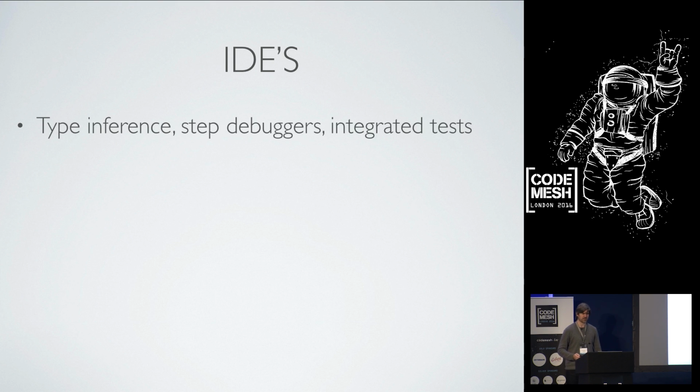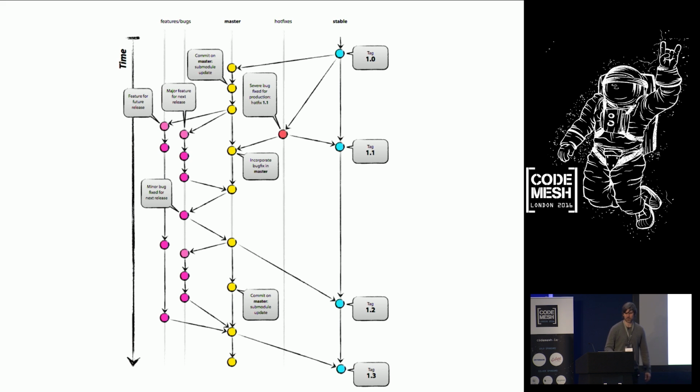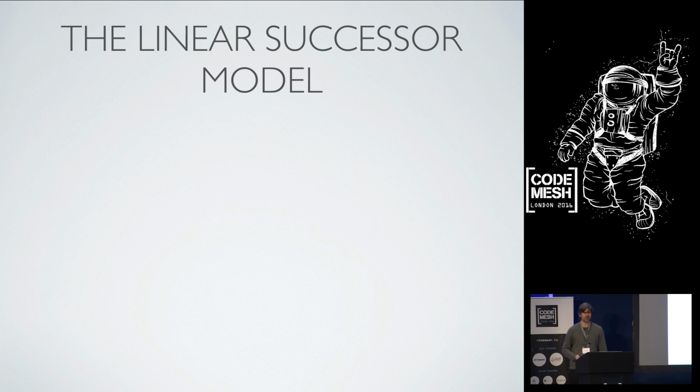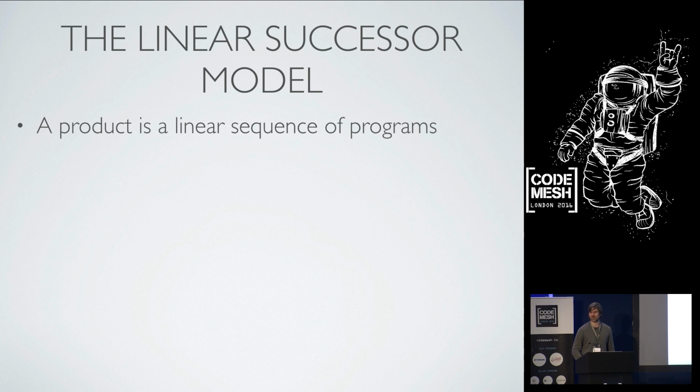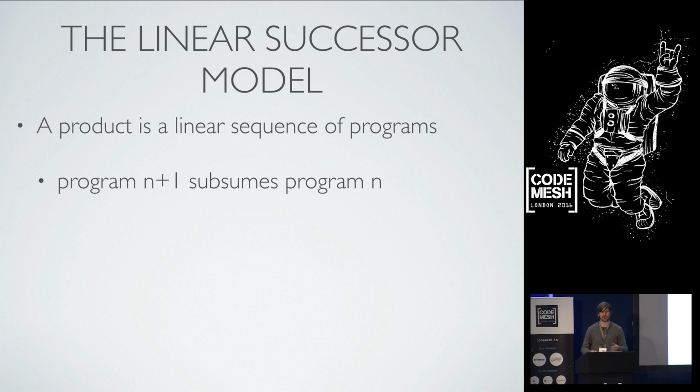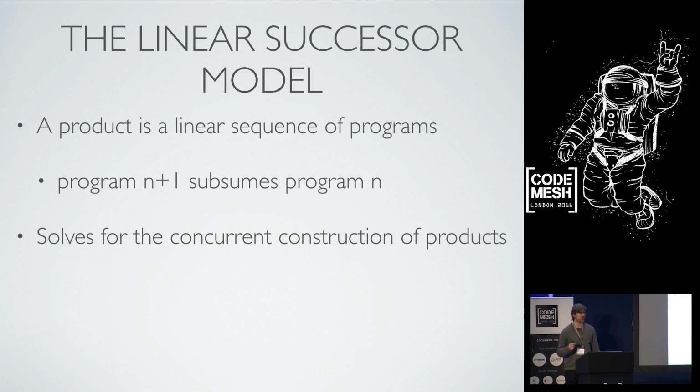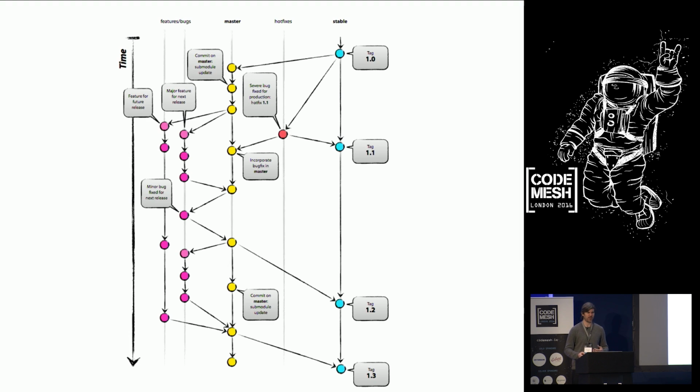So a somewhat more involved example, which I think gets to some more core issues, is something I might call the linear successor model of software engineering. This is the notion that a product is a linear sequence of programs, and program n+1 subsumes program n in its functionality. What the linear successor model does is it solves for the problem of the concurrent construction of this product sequence, right? So you have a team of people, you want to push out versions of the product as fast as possible, and the linear successor model tells you how to stage that work in order to pump out these versions.